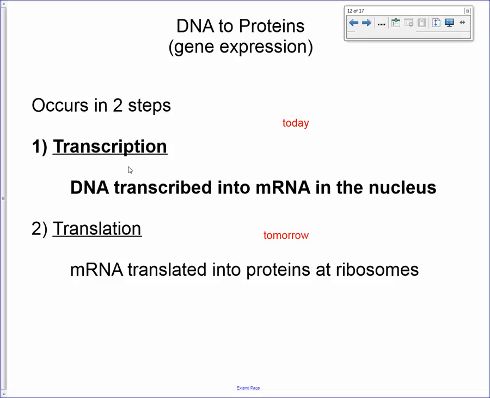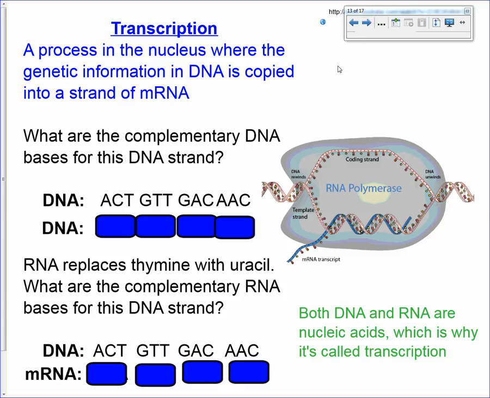This lecture is about transcription, and then the next one will be about translation. This is where DNA is transcribed to mRNA. It takes place in the nucleus. Transcription is a process in the nucleus where the genetic information in DNA is copied into a strand of mRNA. If you were to look at the complementary base pairs between one strand of DNA and its complementary strand, it's pretty simple to figure out which base pairs with the other base. ACT would bond with TGA, GTT bonds with CAA, GAC with CTG, and AAC with TTG.